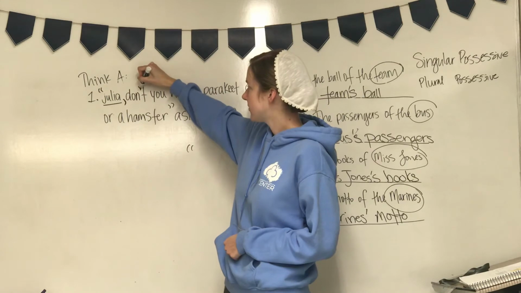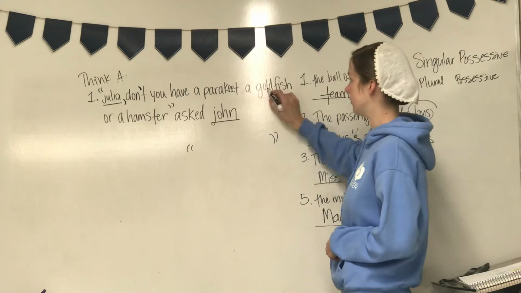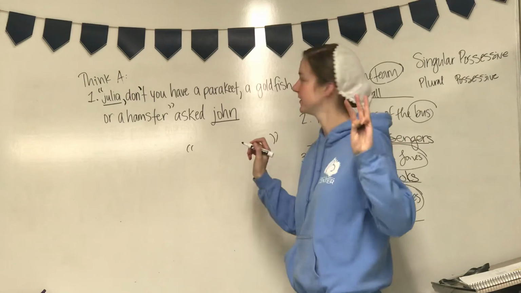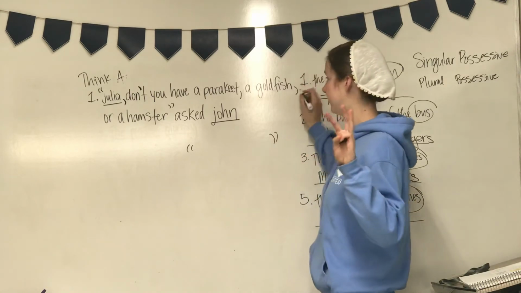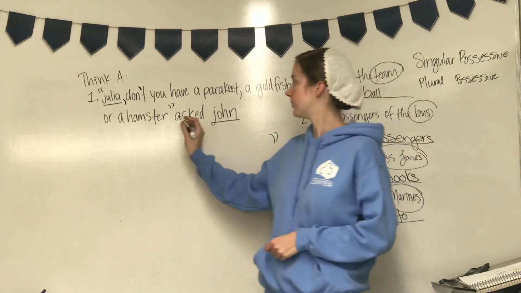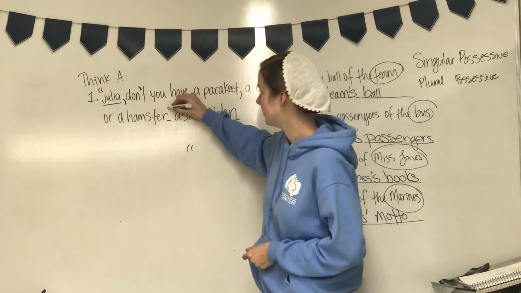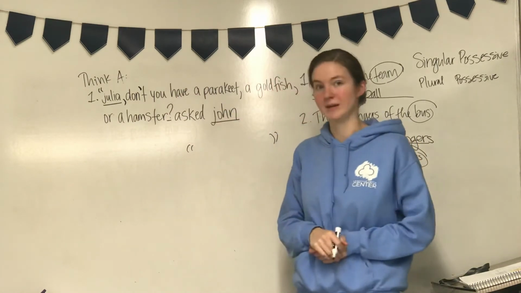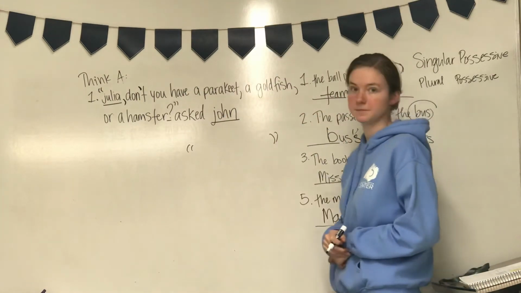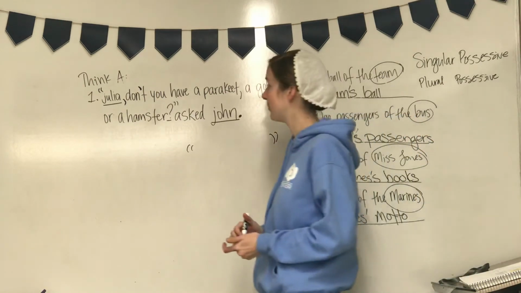Don't needs an apostrophe. Don't you have a parakeet? Look at this. A parakeet, a goldfish, or a hamster. Those are 3 things in a series, so we have a comma here because we pause. A parakeet, a goldfish, or a hamster? Asked John. What will go right here? You might have said a comma, but you need a question mark because he's asking a question. You still need quotation marks. Now what will go at the end of the sentence? You need a period. We added so many things.